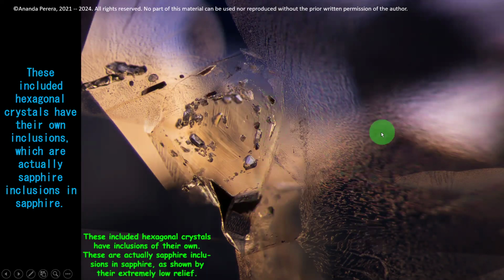And here there is another fingerprint. See the round, another fingerprint here with hexagonal shapes. You can see here, hexagonal shapes. Hexagonal crystals are there. All are hexagonal crystals, and they have their own inclusions inside, which are actually sapphire inclusions inside sapphire. All inclusions are sapphire inclusions inside the sapphire. The big stone is sapphire, and inside it are sapphire inclusions.